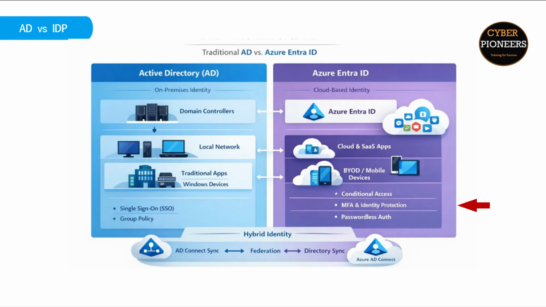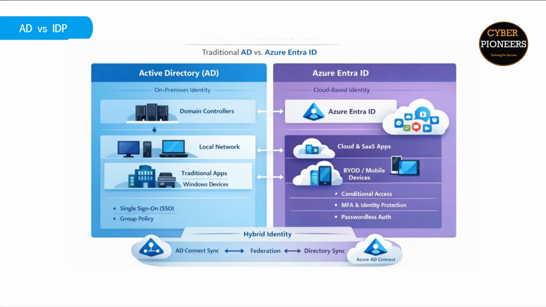Then we move down to modern security controls. This is where cloud identity truly shines. Entra ID gives us enterprise security features right out of the box, including Conditional Access, evaluating user location, device health, and risk in real time. MFA and Identity Protection, automated risk detection, and multi-factor authentication enforcement. Passwordless authentication, supporting FIDO2 keys and Microsoft Authenticator.